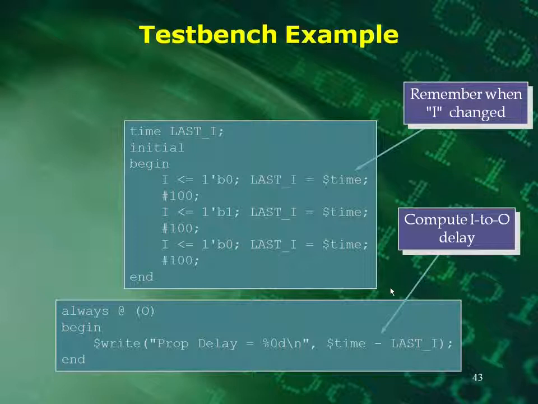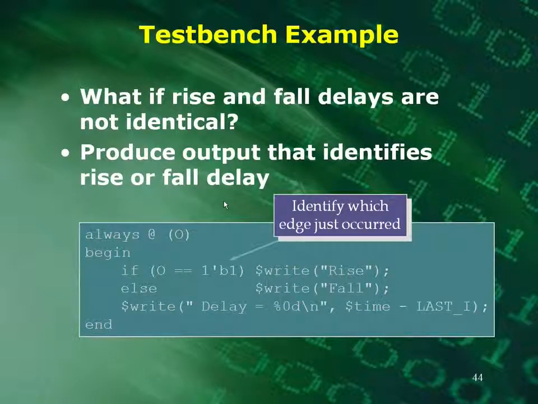So this might be one way. Maybe you want to modify it a little bit, so you can observe rise and fall delays that might not be identical. Here we've modified that always block. If the output is high, then I'm going to write rise. Otherwise, I'm going to write fall, and then I'll write delay equals, like we did last time. That way we can see what edge it is and what the delay is.